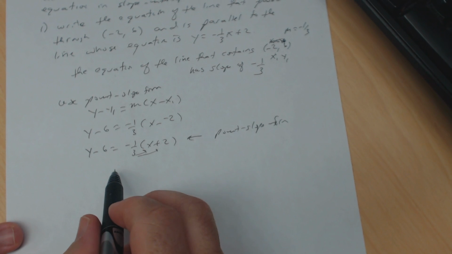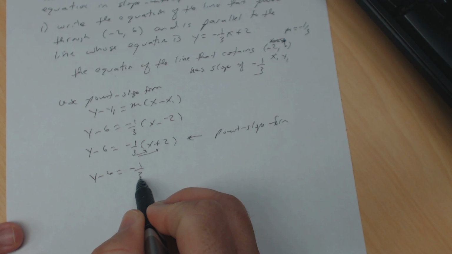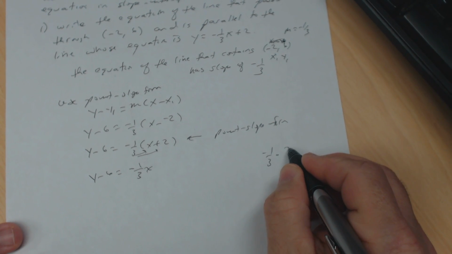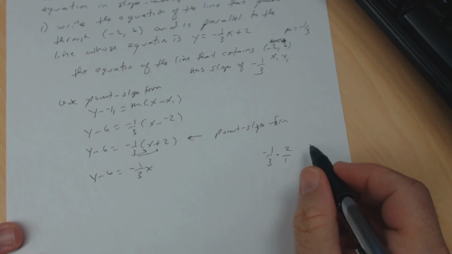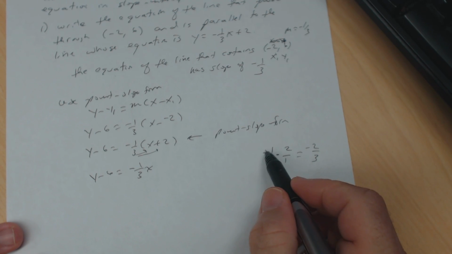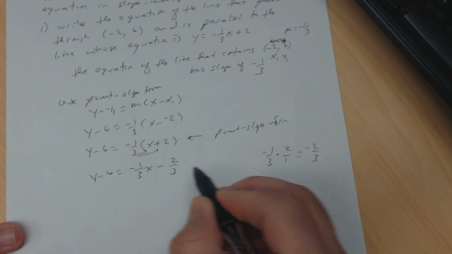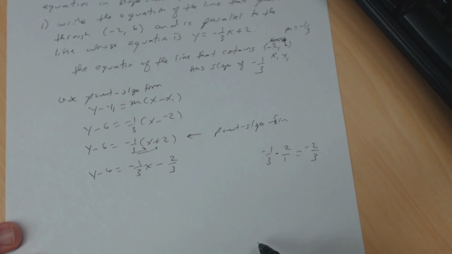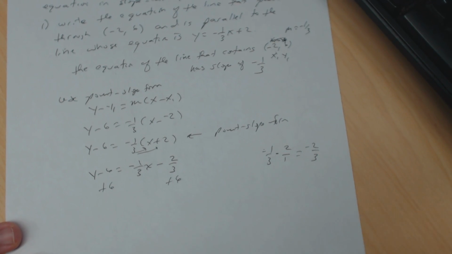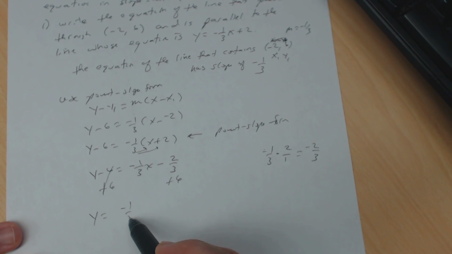Okay, so we get y minus 6 equals negative 1/3 x. All right, now let's figure out what this is: a negative 1/3 times a positive 2. We write positive 2 as 2 over 1. To multiply that out, that's going to be a negative 2/3. Negative 1 times 2 is negative 2, 3 times 1 is 3. So I get minus 2/3. Okay, so now adding 6 to both sides and combining like terms, I get y equals negative 1/3 x.